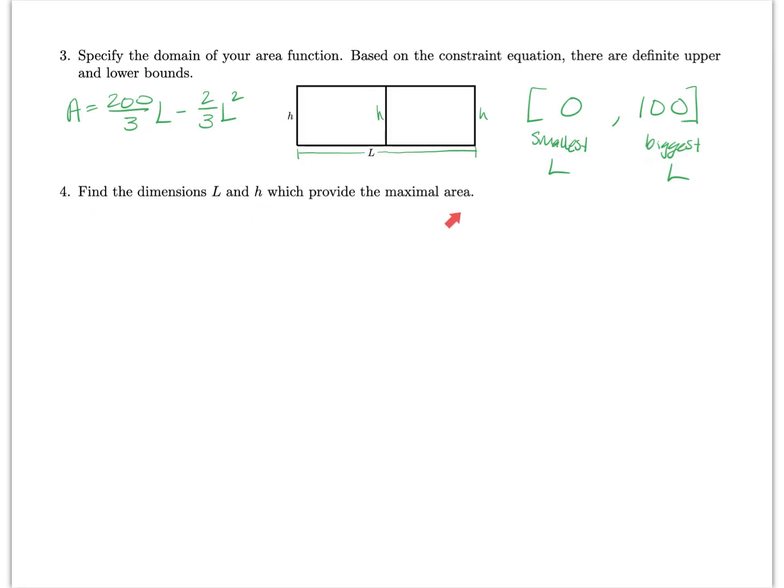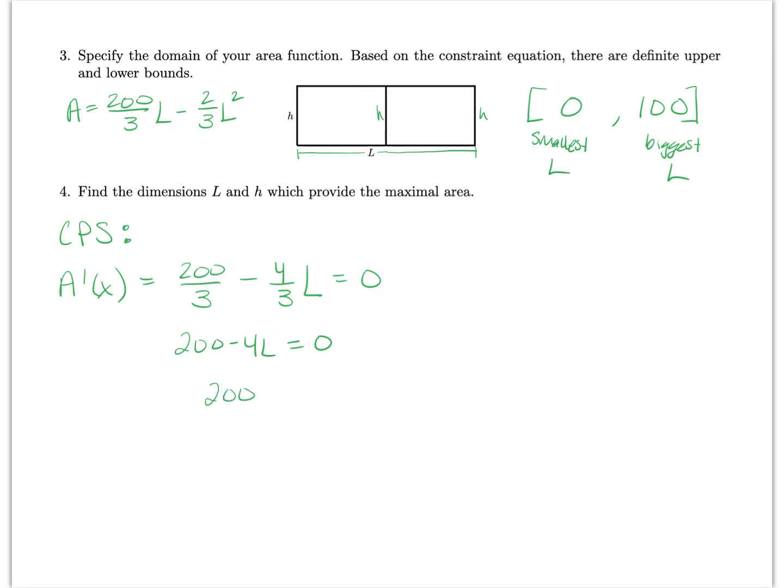Okay, now I want to find the dimensions L and H, which provide maximum area. So the largest area will occur at an endpoint or a critical point. So let's start with critical points. We'll find those. So we're going to take A prime, which is 200 thirds minus 4 thirds L, set it equal to 0. And we get 200 minus 4L equals 0. Just multiply both sides by 3. And then we get 200 equals 4L, so L is 50.